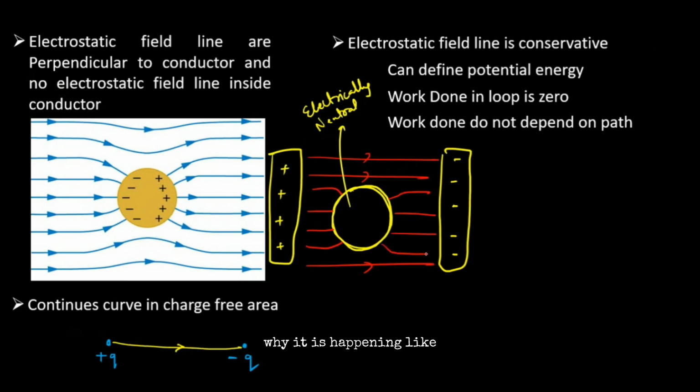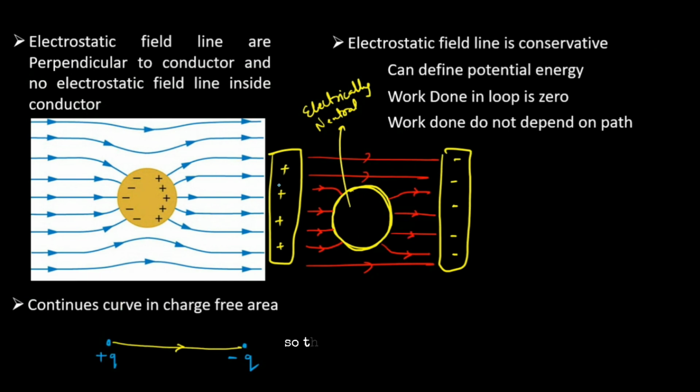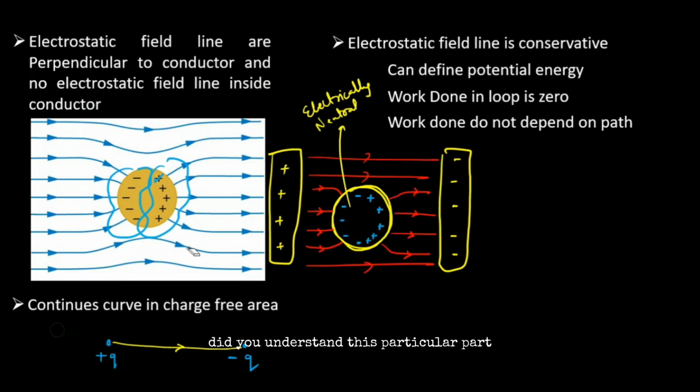Why is it happening like that? Because of the nature of the conductor. This happens due to the property of the conductor that it can have induced charge on its surface. So this particular side of the conductor will induce negative charge, whereas this particular side of the conductor will induce positive charge on its surface. This is what it exactly looks like, and this is the reason why this has positive there and this has negative there. Did you understand this particular part of how the charge is induced?